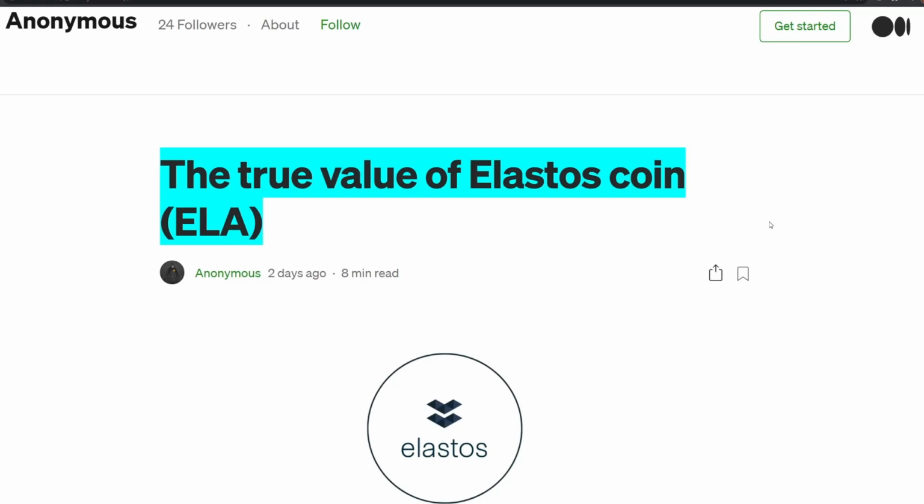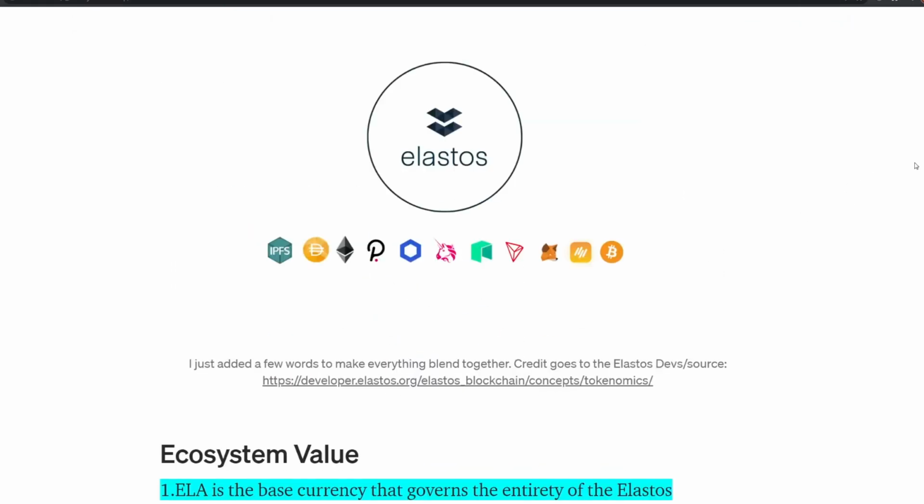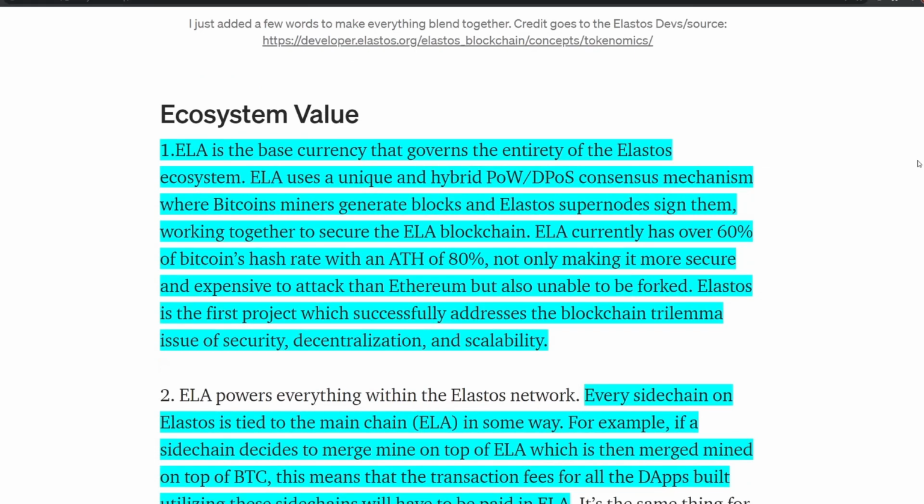The true value of Elastos coin, ELA. First and foremost, ELA is the base currency that governs the entirety of the Elastos ecosystem. ELA uses a unique and hybrid proof of work and a delegated proof of stake consensus mechanism where Bitcoin miners generate blocks and Elastos supernodes sign them, working together to secure the ELA blockchain.